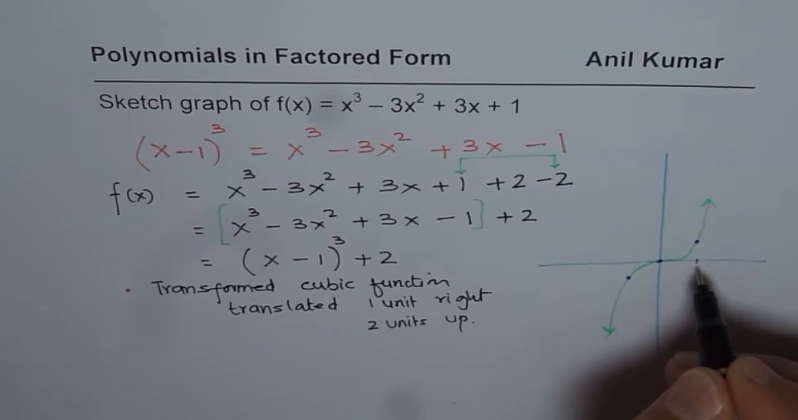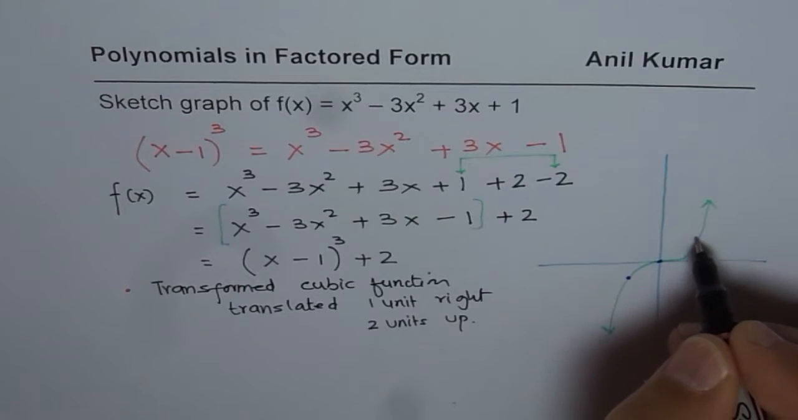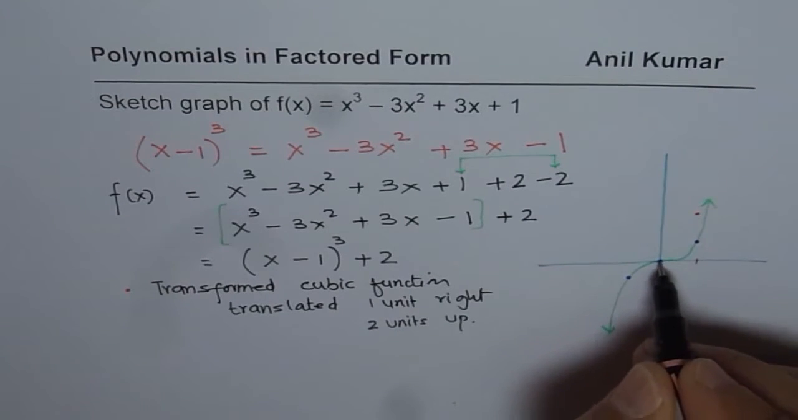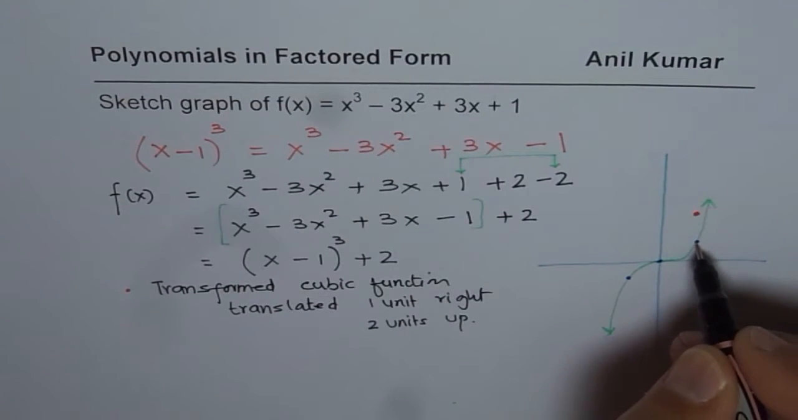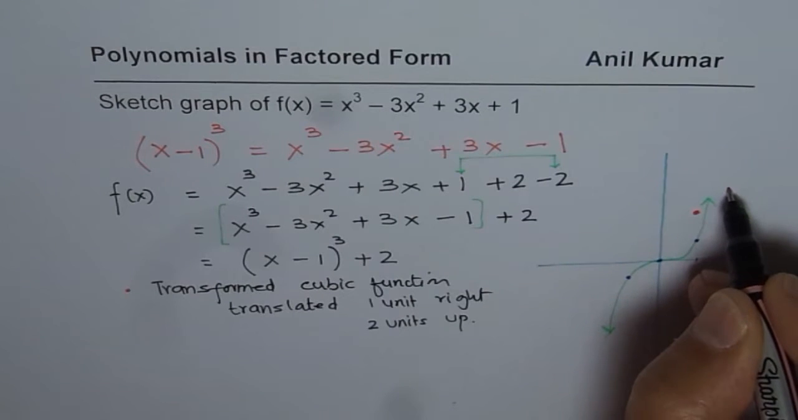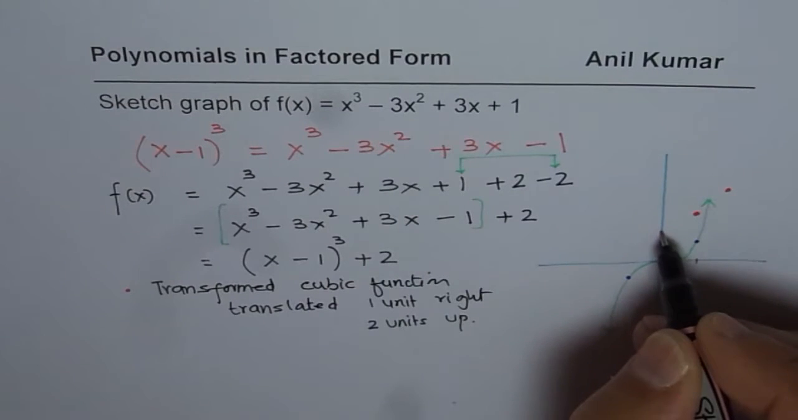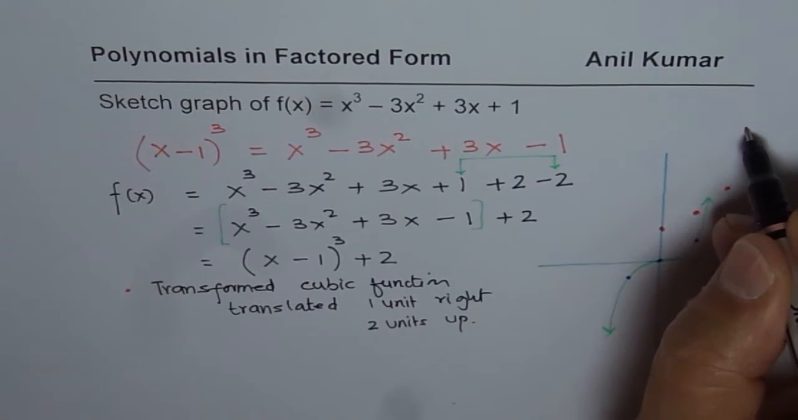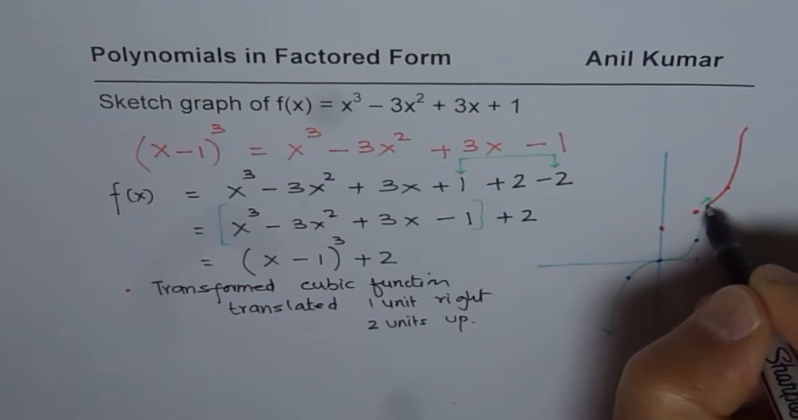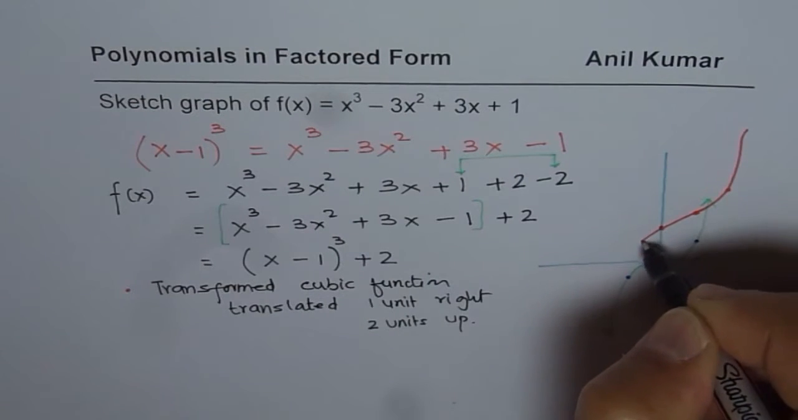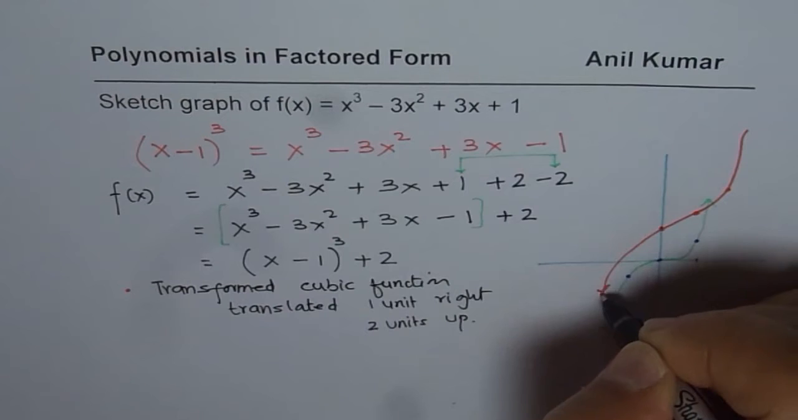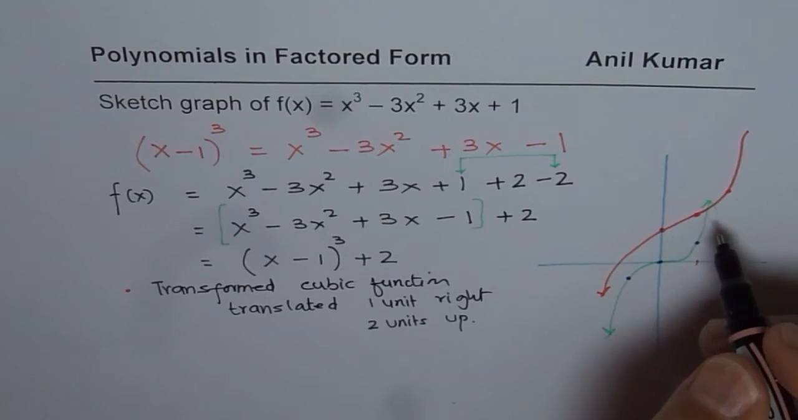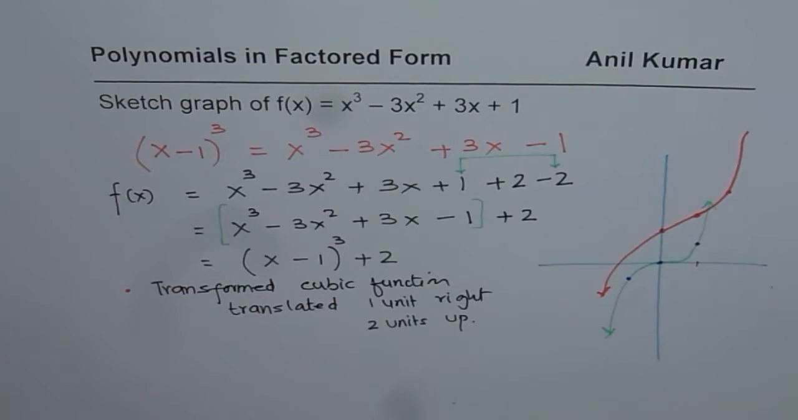So this is 1 for us, and 2 units up will be here. So this point comes to that point, and this also goes 1 unit here, do you see? And this will be your y-intercept, correct? And now we have our transformed function, which is kind of like this. Do you get an idea, right? So I mean, it's not a very accurate graph, but you understand what has happened.